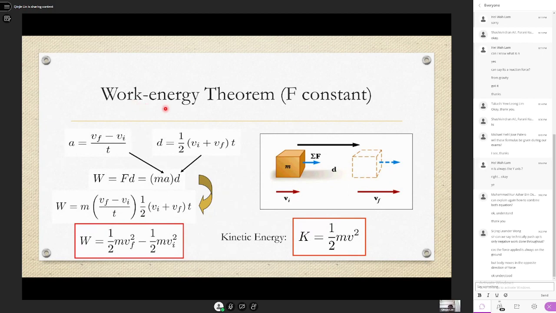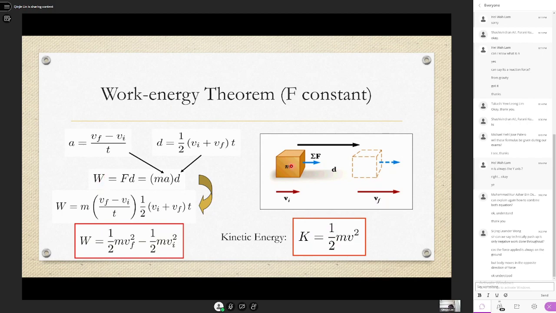Then we go into this thing called the work energy theorem. The work energy theorem is actually a derivation for our kinetic energy. So we'll see what kinetic energy is. Imagine you want to move a box from left to right. Initial velocity Vi, after that you apply force, so you'll start to accelerate. Then the final velocity will be a different value.